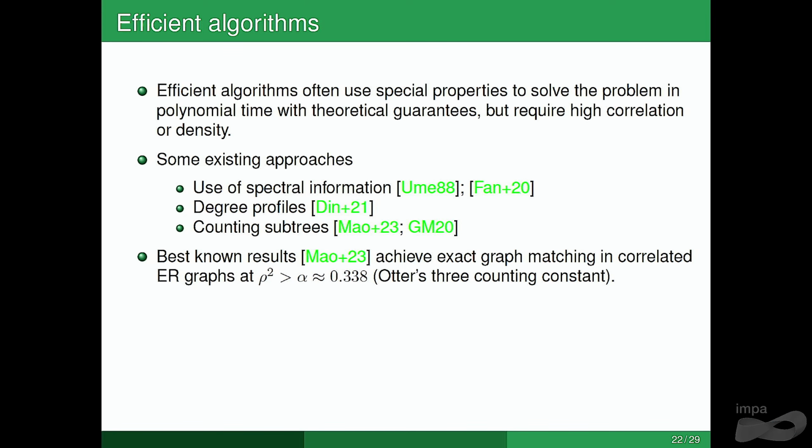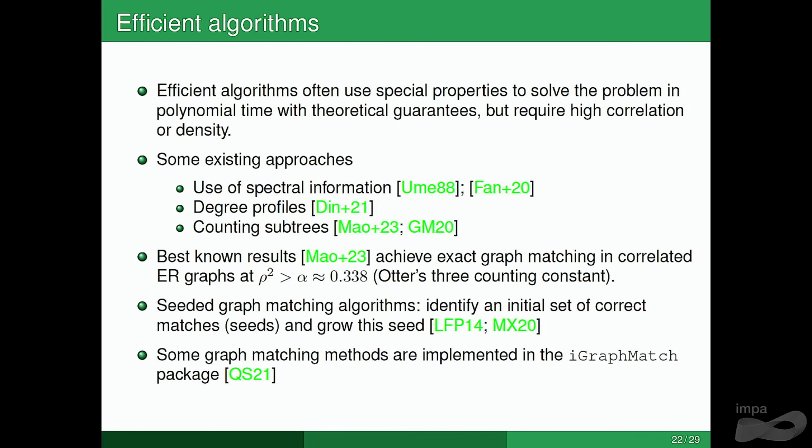And there's also some recent work which, to the best of my knowledge, is the one that has achieved the lowest correlation so far for matching graphs in polynomial time, which basically looks at subtrees of the network. So you look at one vertex and look at all the possible subtrees with some particular family, and they are able to show that as long as the correlation in the ER model is greater than alpha, which is 0.338, a constant that appears in combinatorics, it's possible to solve the graph matching problem.